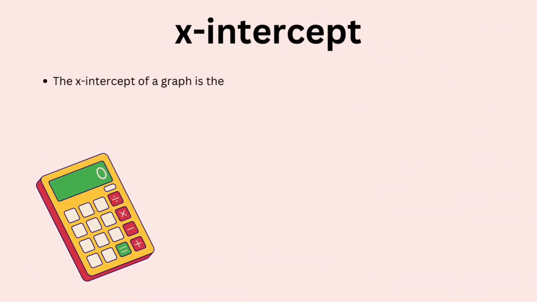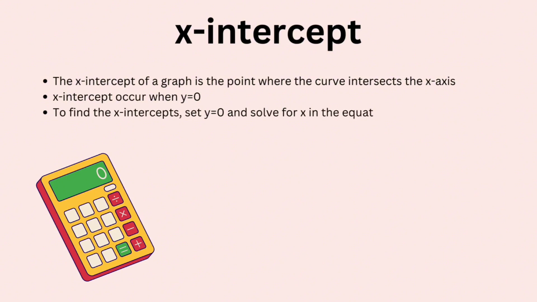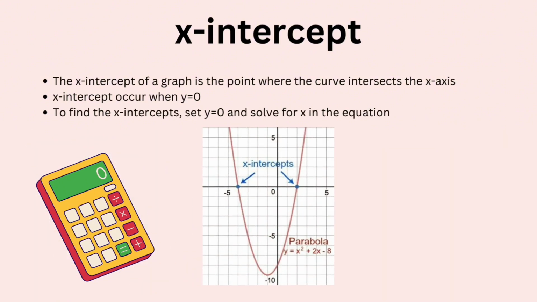Now let's move on to x-intercept. The x-intercept on the graph is the point where the curve intersects the x-axis. X-intercept occurs when y is equal to 0. To find the x-intercept, set y equals 0 and solve for x in the equation.